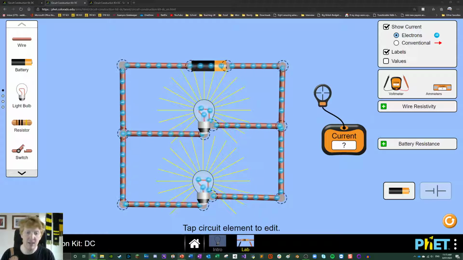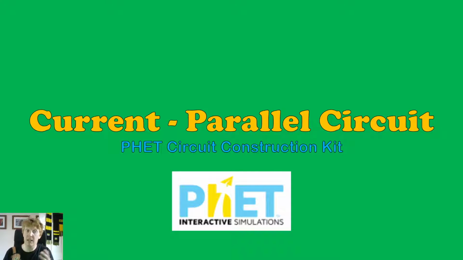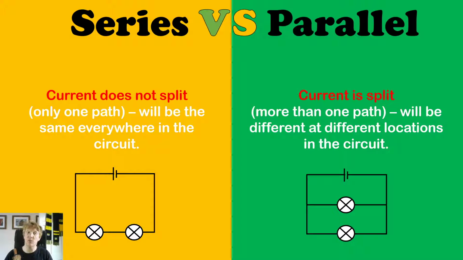Okay, and that's literally current in series and parallel circuits. So just to refresh, in series, current will not split. In a parallel circuit, current is split as you move through it.